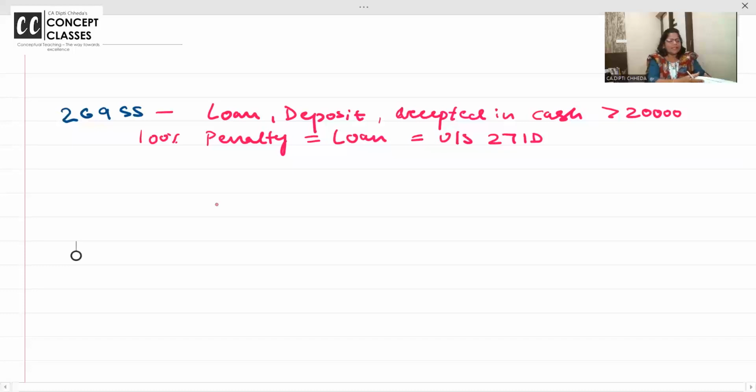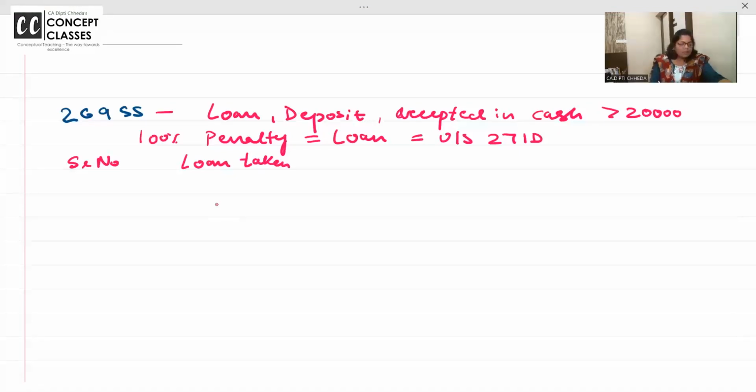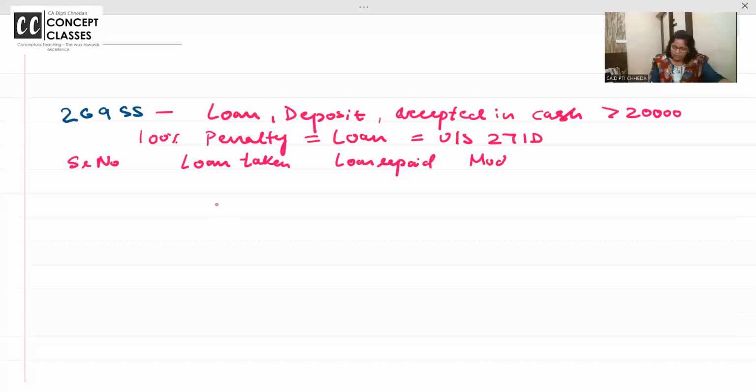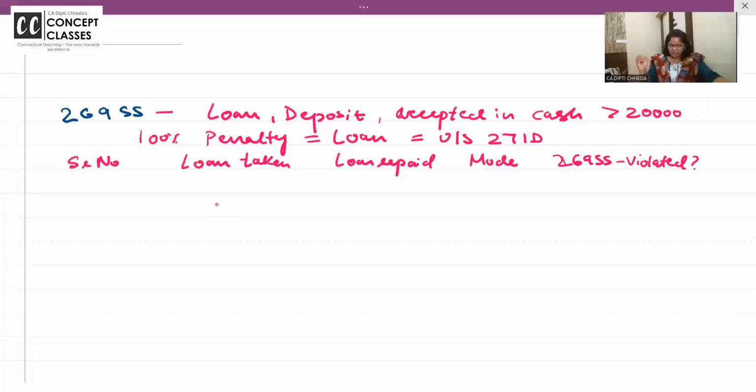अब थोड़े examples हम लिख रहे हैं जिसमें आपको पता चलेगा कि whether they have violated the rule or not. Okay, right? So let us write down serial number. Now loan taken. You have taken the loan, loan repaid, ऐसे कॉलम बनाओ. मोड मतलब कैश में है, चेक में है नहीं. 269SS violated, yes or no, ऐसे कॉलम्स बनाओ.